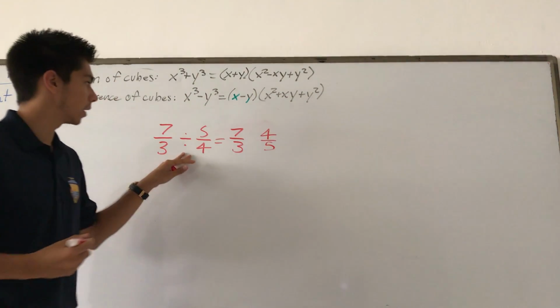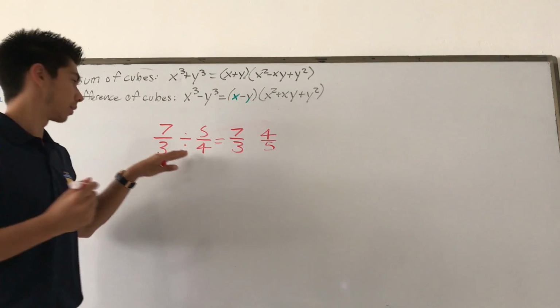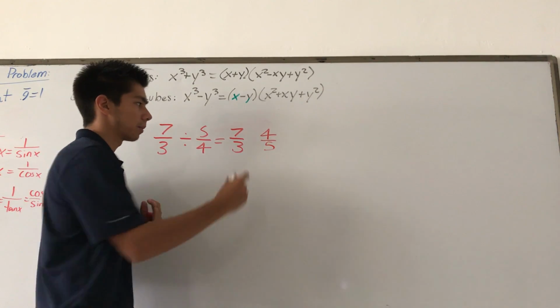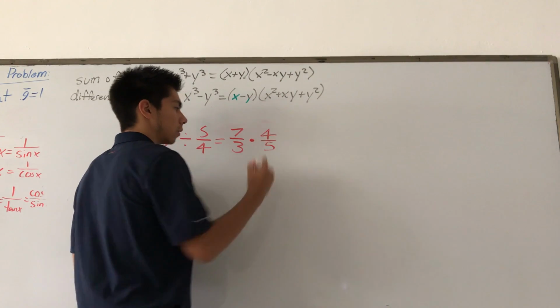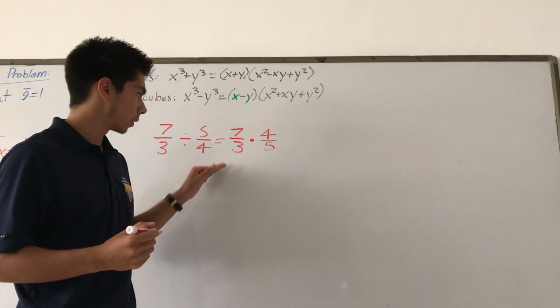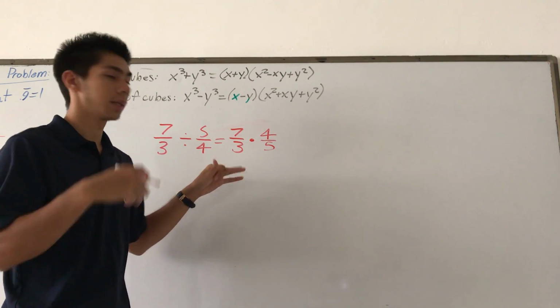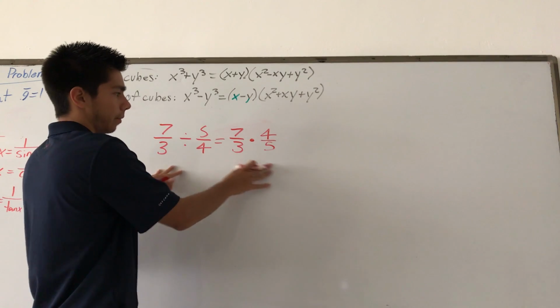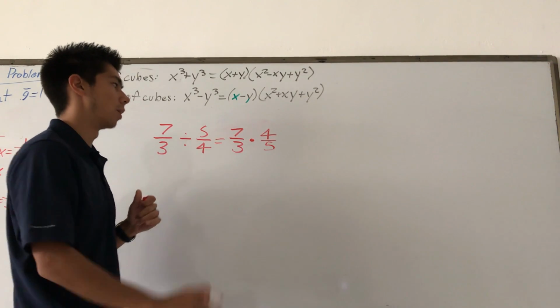And now once we flipped it, we also want to flip this division sign. So the inverse operation of division is multiplication. So it ends up looking like this. So 7/3 divided by 5/4 is equal to 7/3 times the reciprocal of 5/4. So 7/3 times 4/5. These are the same things, exact same things.